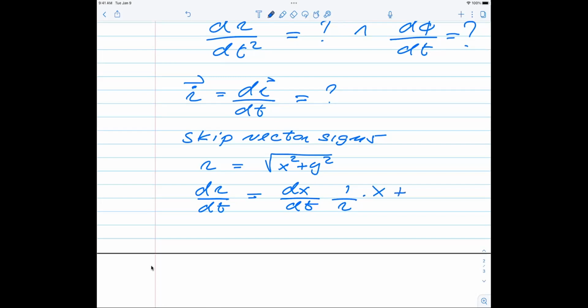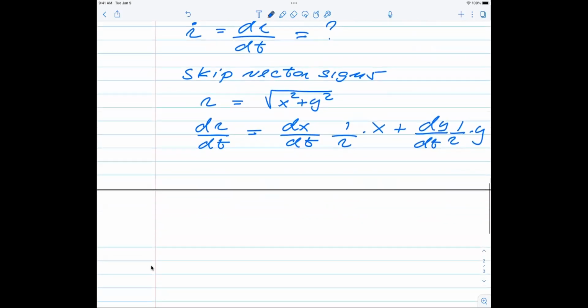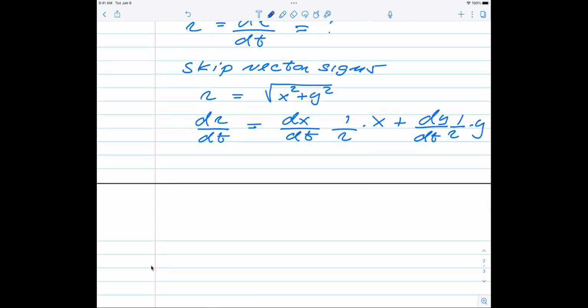Then I get a similar one for y. So this is my dy/dt, and then I have 1 over r multiplied with y. If I want to have vectors here, the only thing I need to do is add the unit vectors in the x direction and in the y direction. I'm just going to skip vector signs in the equations here, if that's okay with everybody, unless it creates some ambiguities.